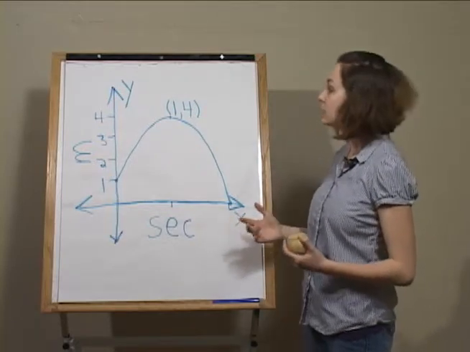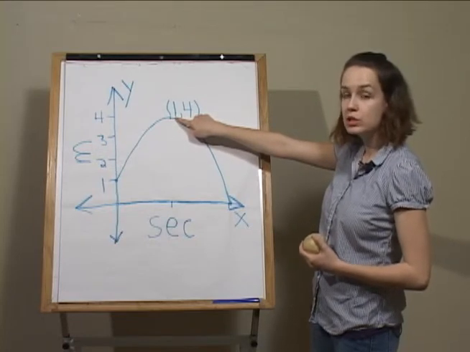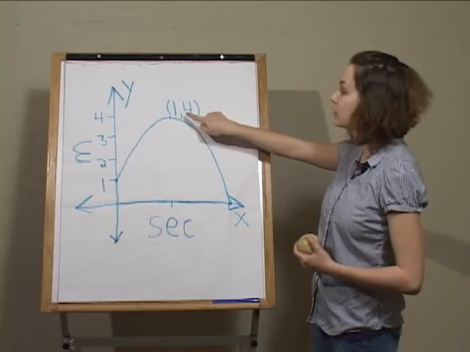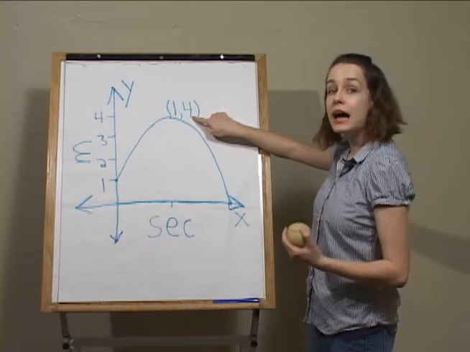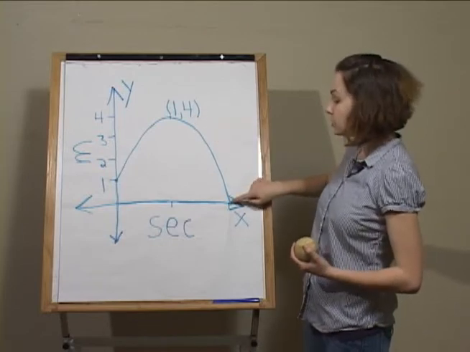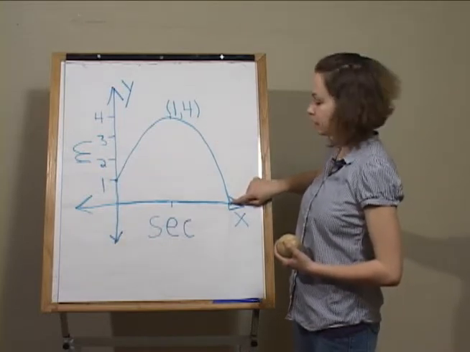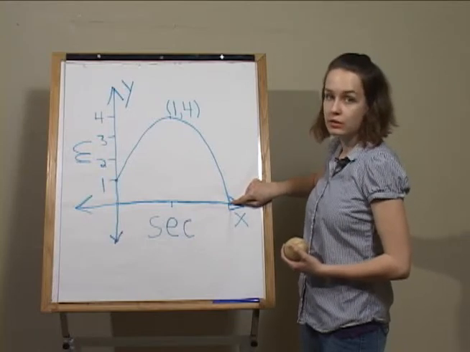Then notice that the vertex of the parabola of this graph is actually the maximum height of the ball, and the x-coordinate at this position represents the time at which the ball reaches its maximum height, and the y-coordinate at this position represents the height in meters, which is the maximum height of the ball. Then notice the x-intercept of our graph. This represents the time at which the ball reaches the ground.